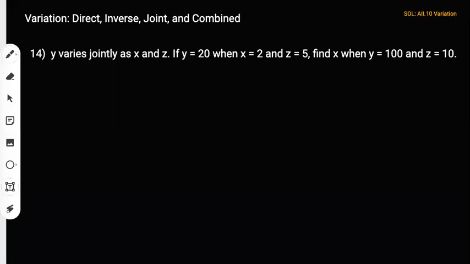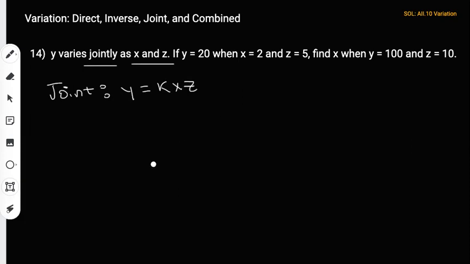So in this video, we're going to be looking at joint variation. Joint is one of the three types of variation that we learned about. So let's look at this problem. It tells us that y varies jointly as two different independent variables, x and z. So if y varies jointly as x and z, I can use the joint variation formula, which is y equals k x z.